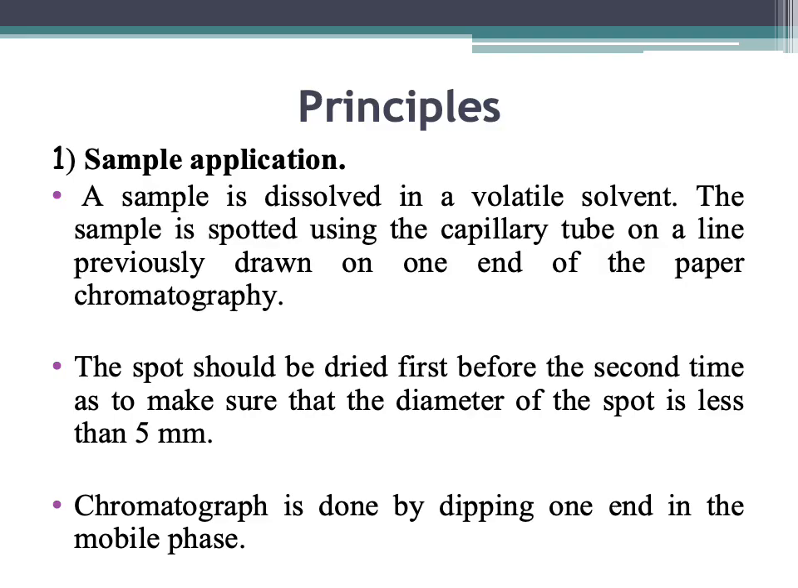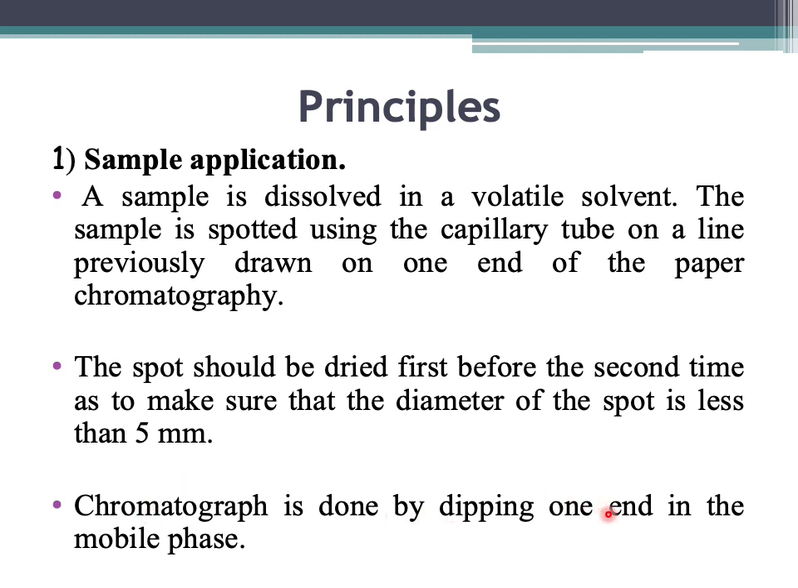Sample preparation for paper chromatography. A sample is dissolved in a volatile solvent. The sample is spotted using a capillary tube on a line previously drawn at one end of the paper. So we draw a line on the paper, and then put the sample on that line. The spot should be dried first before spotting the second time, to make sure that the diameter of the spot is less than 5 mm.